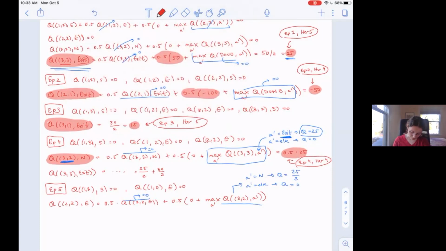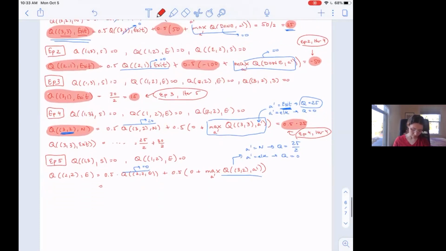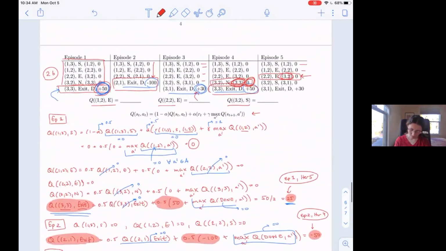And this means that what the Q value is going to be here at state 2, 2 with the action east is going to be 0.5 times 25/2. And we have seen the first time when the state 2, 2 and the action east becomes non-zero. When does this happen? It happens in episode 5 in iteration 1, 2, 3.